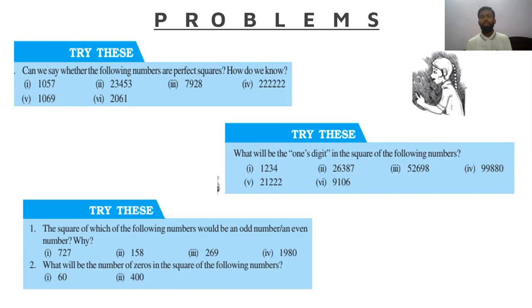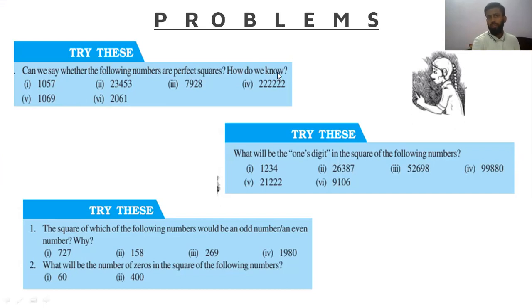So based on that we are going to do it, and it asks the reason, right? If you say yes or no, then how do we know? The question says how do we know. So for the first question, we just need to focus on the last digit. The last digit is 7, and if you remember the property, numbers ending with 2, 3, 7, 8, and odd number of zeros are not perfect squares. So this number ends with 7, and that's why 1057 is not a perfect square.